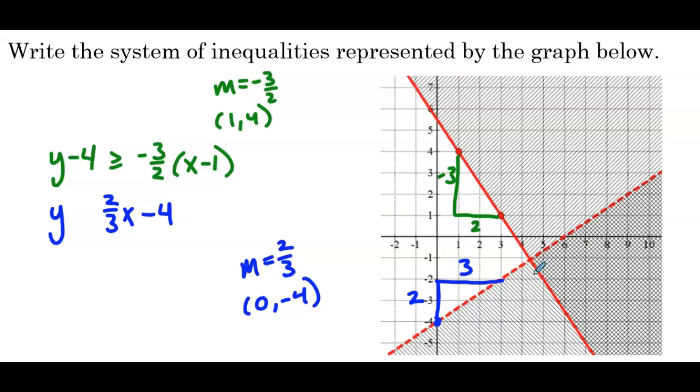Now they've shaded the points below the line, so that's where the y-coordinate of each point is going to be less than those on the line. And we have a dashed line, so we have strict inequality. So it's going to be less than, y is less than 2/3 x minus 4.